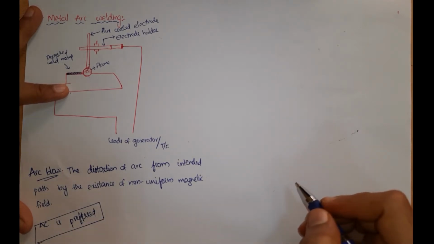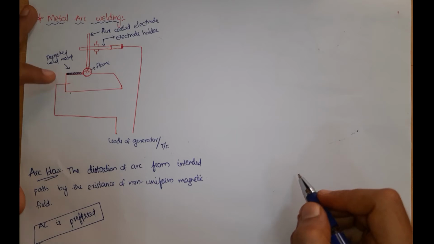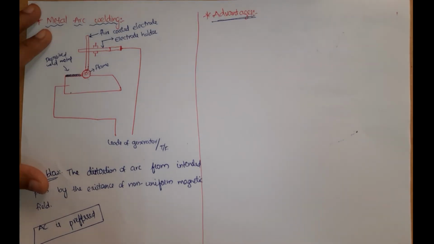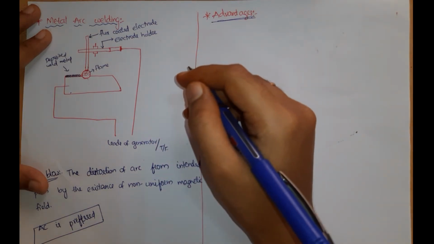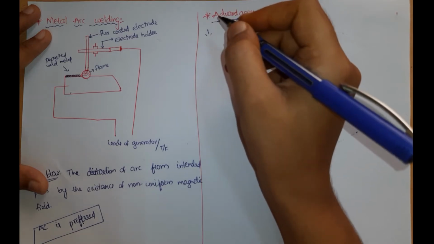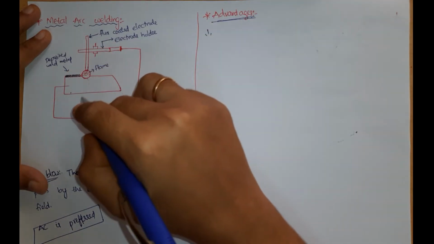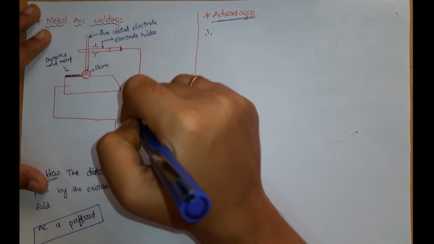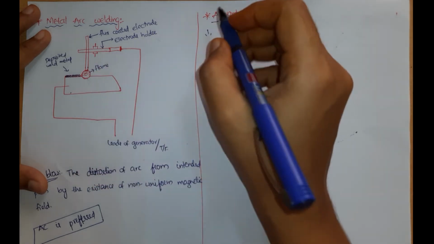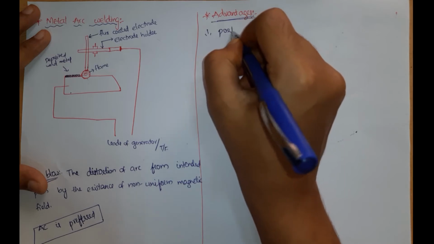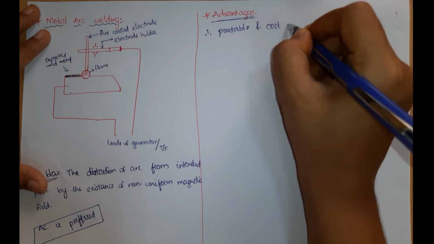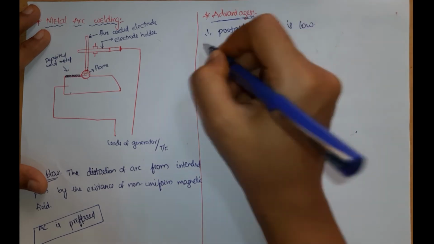Now let us discuss the advantages and disadvantages of metal arc welding. Coming to the advantages, the equipment used for this weld is portable. It is a very simple mechanism. No huge heavy apparatus is needed for metal arc welding. So it is portable and the cost is also low. This is one of the advantages.